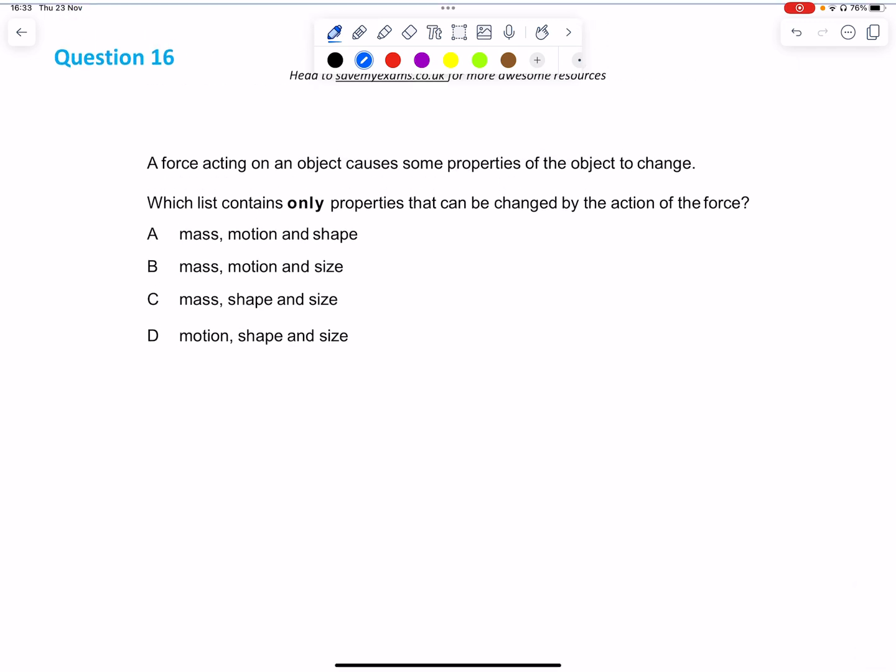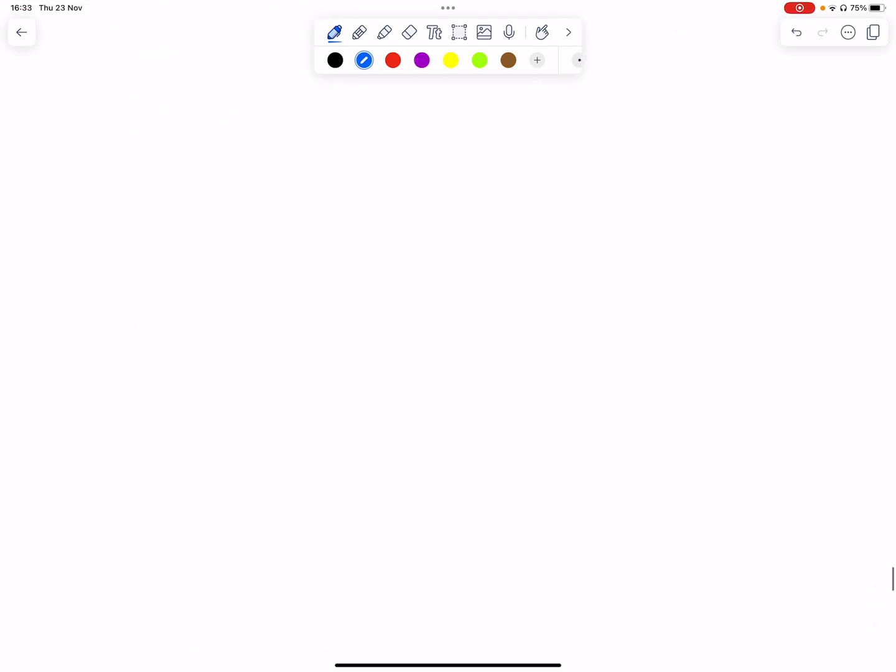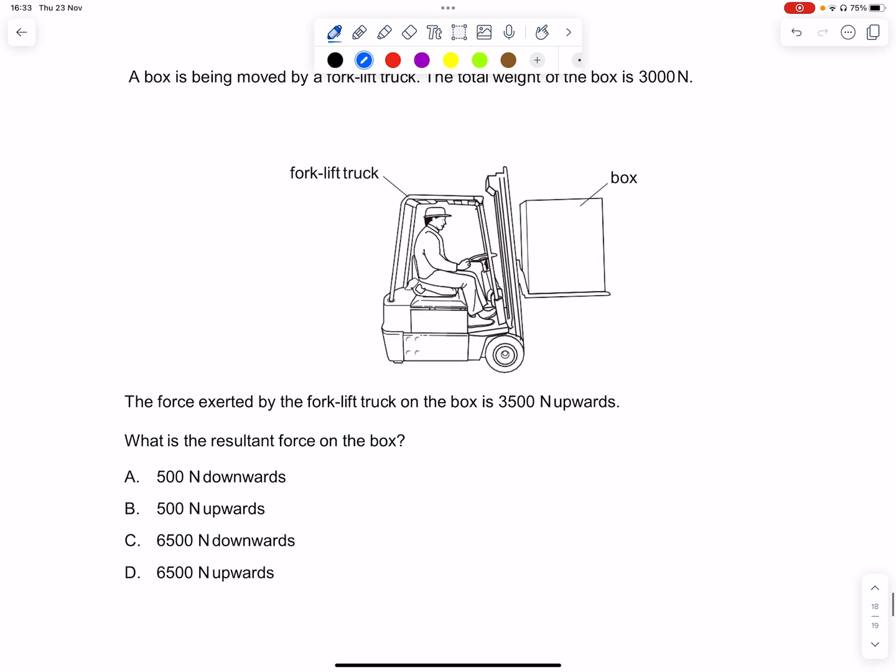A force acting on an object causes some properties of the object to change, which list contains the only properties that can be changed by the action of the force. So again, this is similar to the question that we did above. I think the answer again is option D, because when a resultant force is experienced by an object, three things happen: a change in speed, shape, and size. Also direction, that's not really mentioned here, but we're going to choose option D.